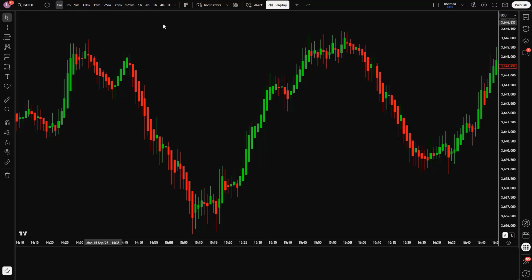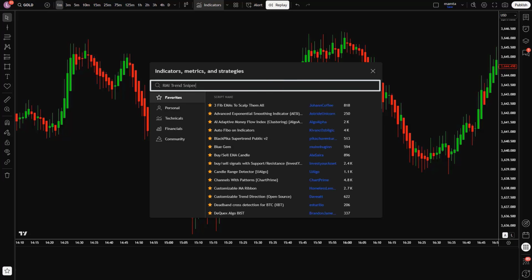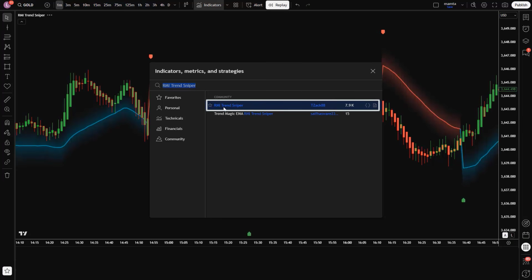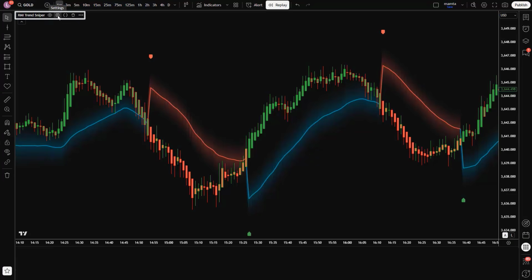This strategy works well on the 1-minute time frame, as this strategy is unique as no one has ever told you about it before. Let us understand the trading setup. First of all, we will search RMI Trend Sniper in the search box of TradingView. After that, we have to click on the RMI Trend Sniper option, in which we have to change some settings.